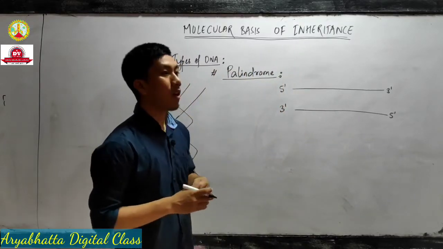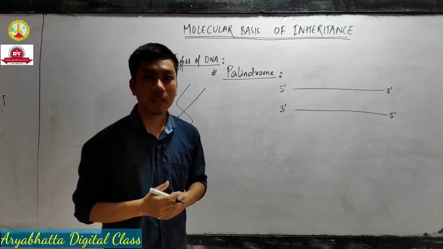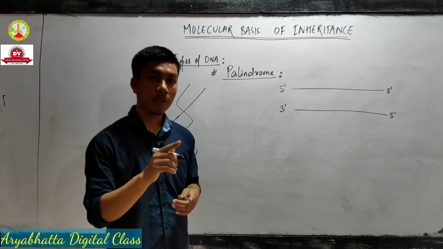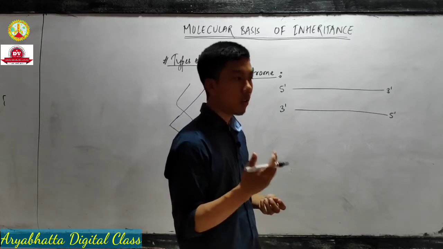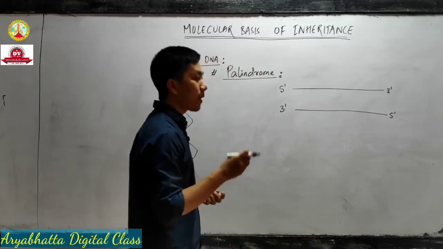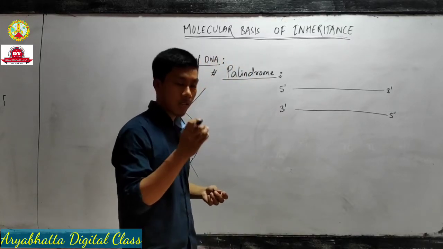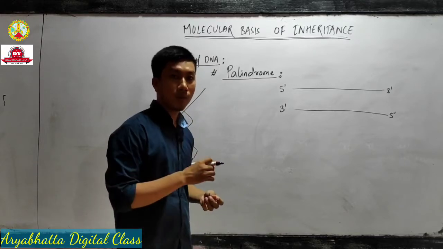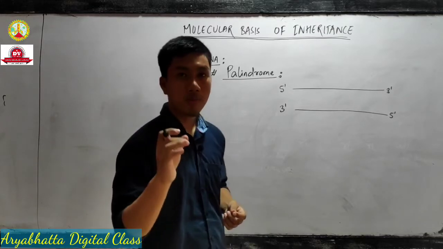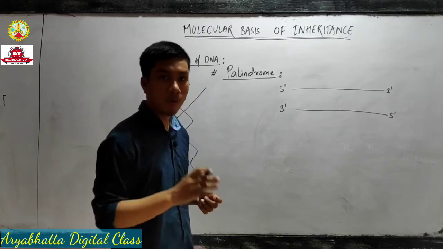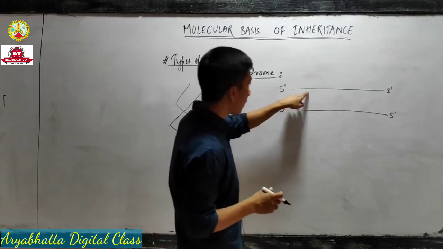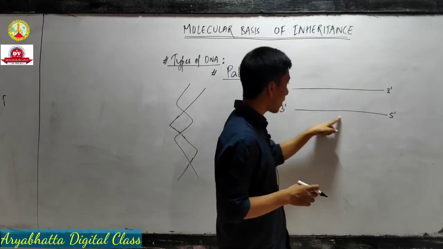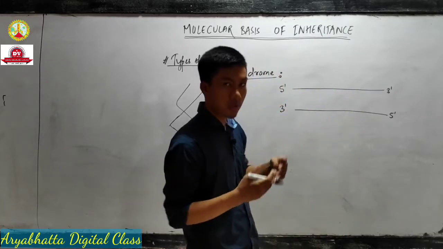In this strand, nitrogenous bases are attached, and purine always pairs with pyrimidine. According to the base pair rule, adenine always pairs with thymine by making a double bond, and cytosine always pairs with guanine by making a triple bond, and vice versa. We have already seen that. So this is actually a pentose sugar, and there will be nitrogenous bases.